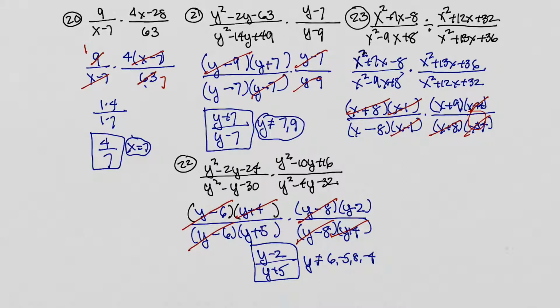Now here's what I'm left with. 1 times x plus 9. So we're just left with an x plus 9 here over x minus 8 times 1 times 1 times 1. Remember, anytime there's a line through something, it's a 1, because we're dividing it out by itself. So it's going to be over x minus 8.